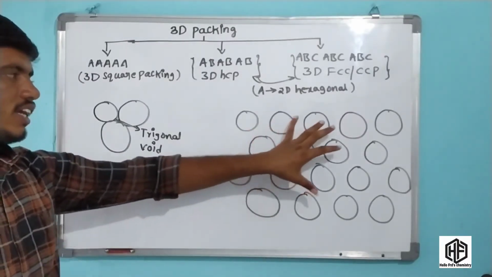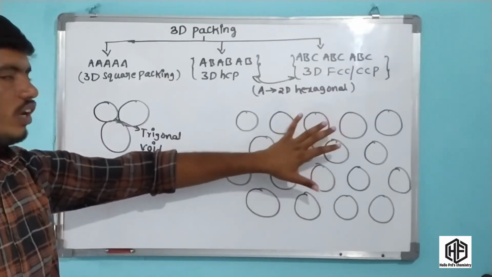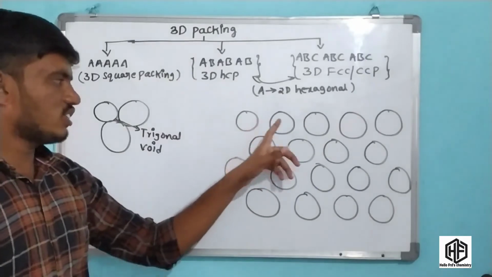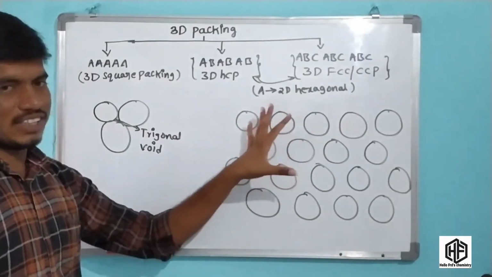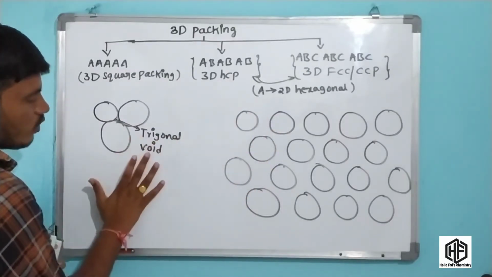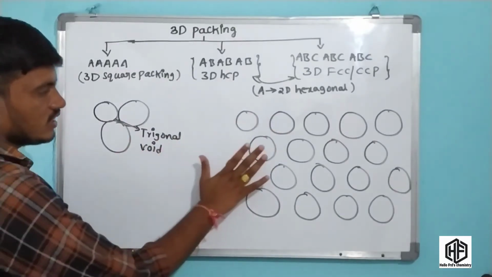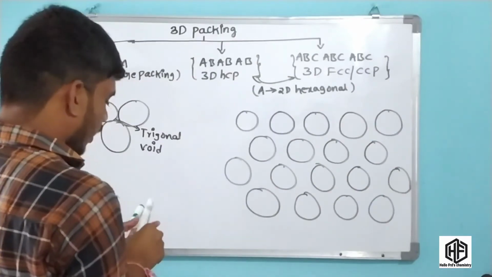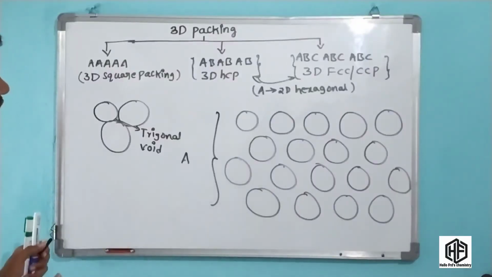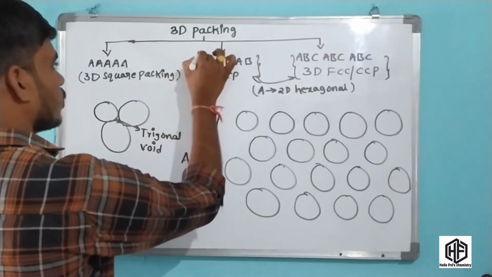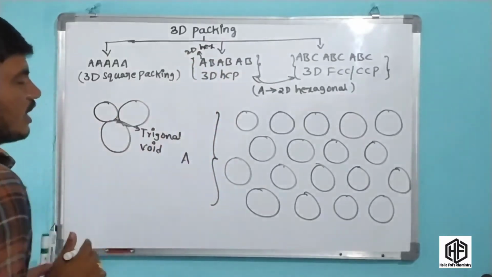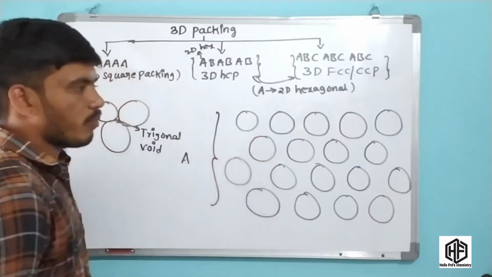Okay friends, this is the two-dimensional hexagonal close packing. The atoms are arranged in this direction. Now you will be able to understand this concept. Now I will draw these spheres like this. Okay friends, these atoms are closely packed, and this trigonal void is present here, and this is a layer. This layer is called the A layer. The A layer is the two-dimensional hexagonal layer. Okay friends, this is the A type of layer.